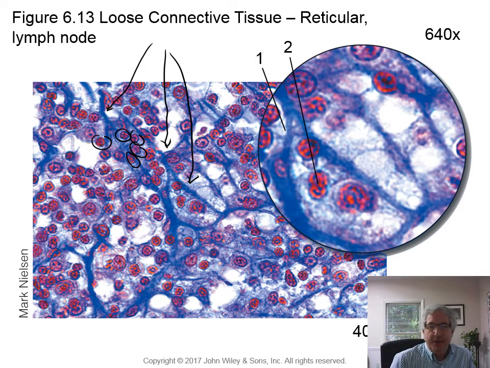And then in the lymph node, you also have other types of cells in there as well. So there's your reticular fibers. So this is reticular connective tissue, as part in the category of loose connective tissue. Next slide.